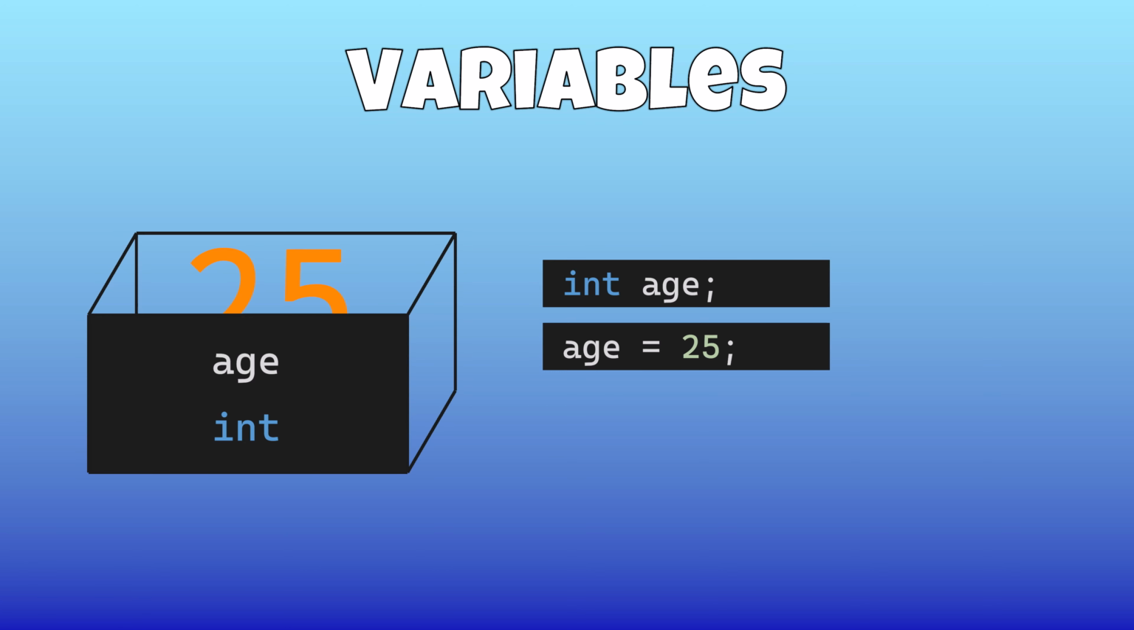We can also assign a value to a variable when it is declared on the same line, as in this code for example. This is called variable initialization. We do both declaration and assignation on the same line.